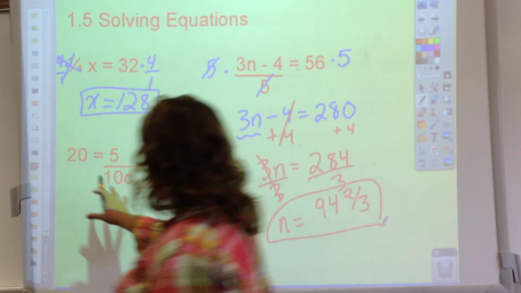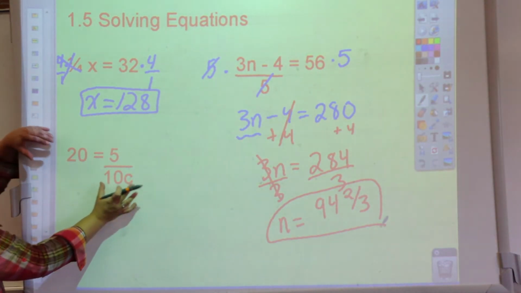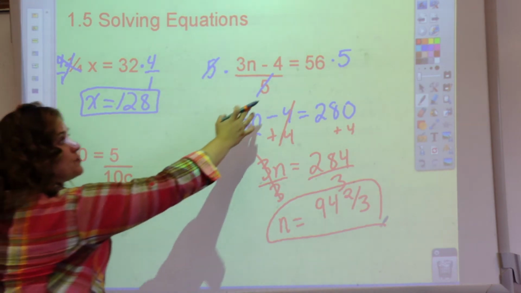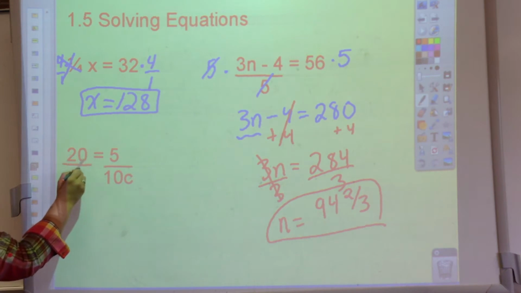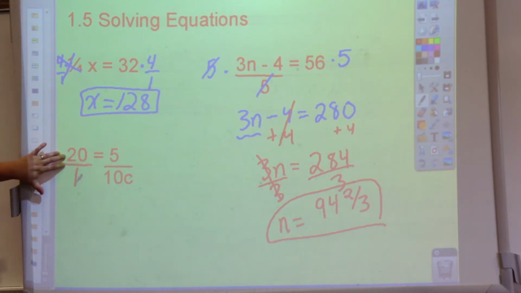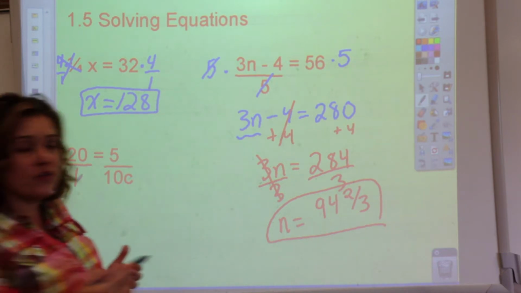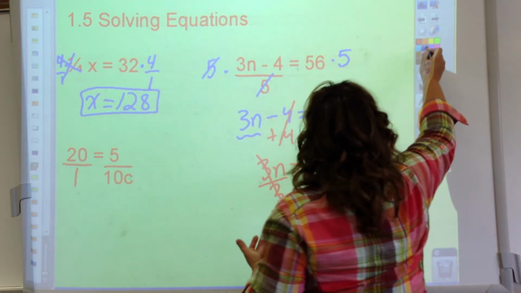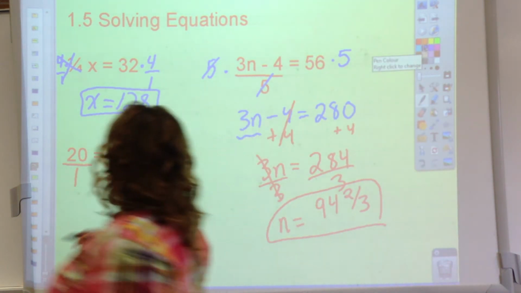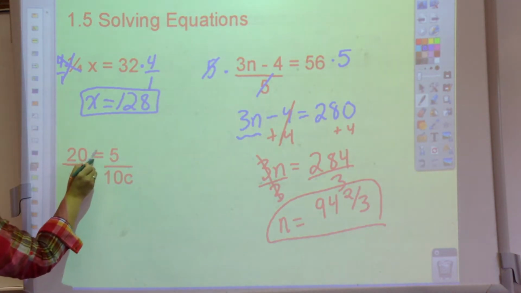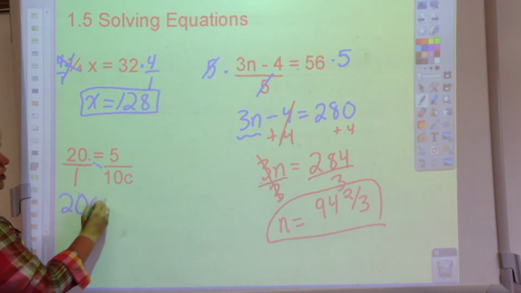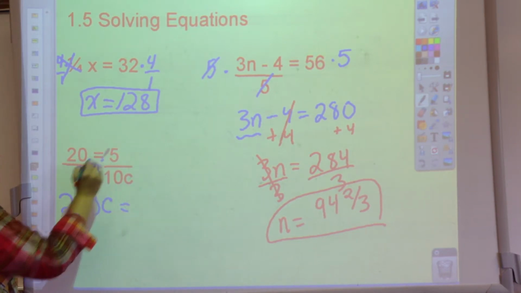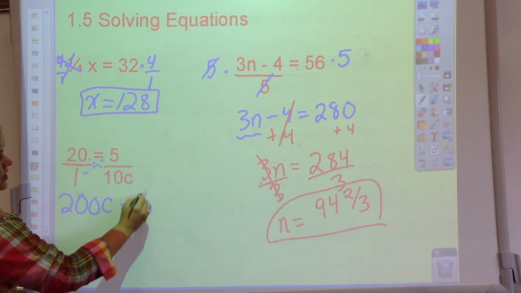All right, let's look at something like this. When I actually have my variable in the denominator, as opposed to just a number in the denominator, I'm going to stick this first value over 1. 20 is equal to 20 over 1. Now I have them both in fraction form, so I can cross multiply in order to solve. So I multiply this first direction, and 20 times 10c is 200c. And I multiply this direction, and 1 times 5 is 5.